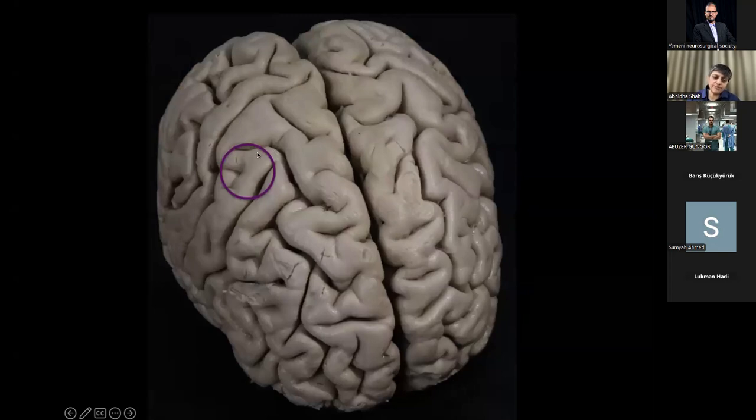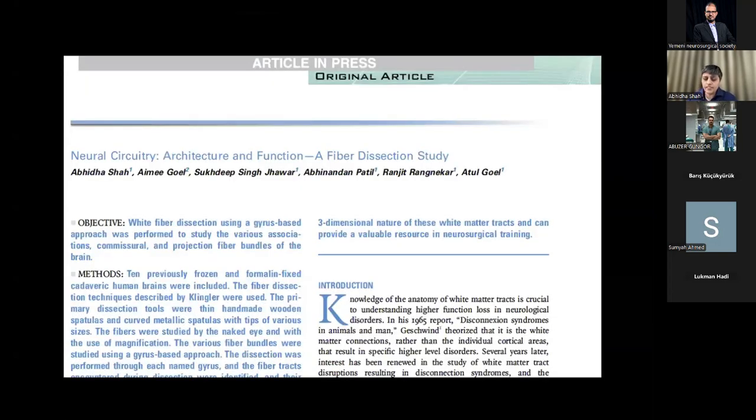The part where the middle frontal gyrus connects with the precentral gyrus is the frontal eye field, again important for the visual stream. And so these are some important cortical areas in the frontal lobe that we should all be aware of. And then we go into the white fiber network.